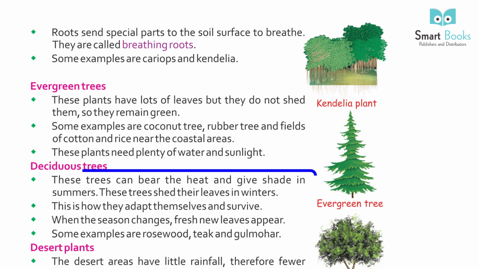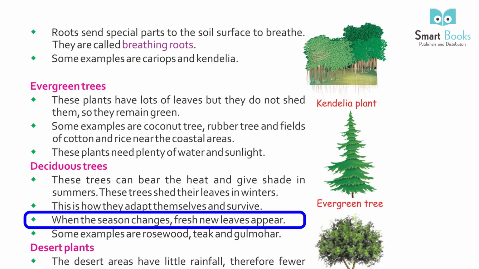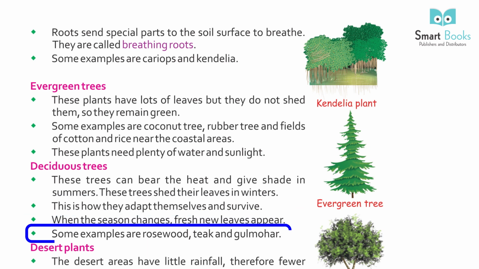Deciduous trees. These trees can bear the heat and give shade in summers. These trees shed their leaves in winter. This is how they adapt themselves and survive. When the season changes, fresh new leaves appear. Some examples are rosewood, teak and gulmohar.